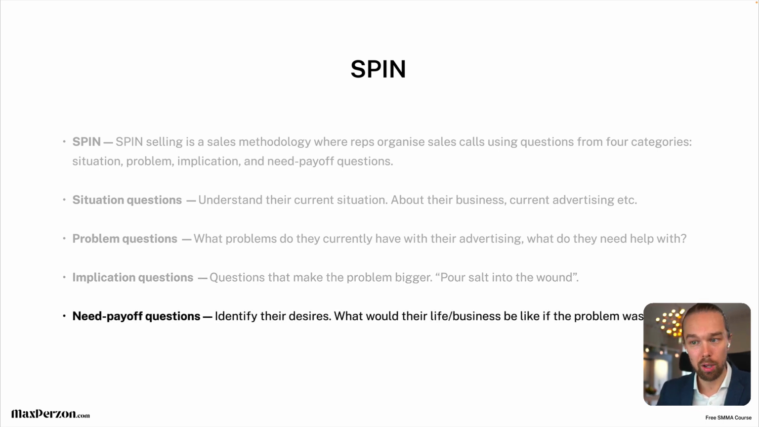And then you have need payoff questions. So need payoff questions is basically that you identify a desire or something that they want, a positive thing. It's like the opposite of implication questions, and then you basically make that bigger. So instead of identifying a problem and the negative ripple effect, you identify the positive and the positive ripple effect.